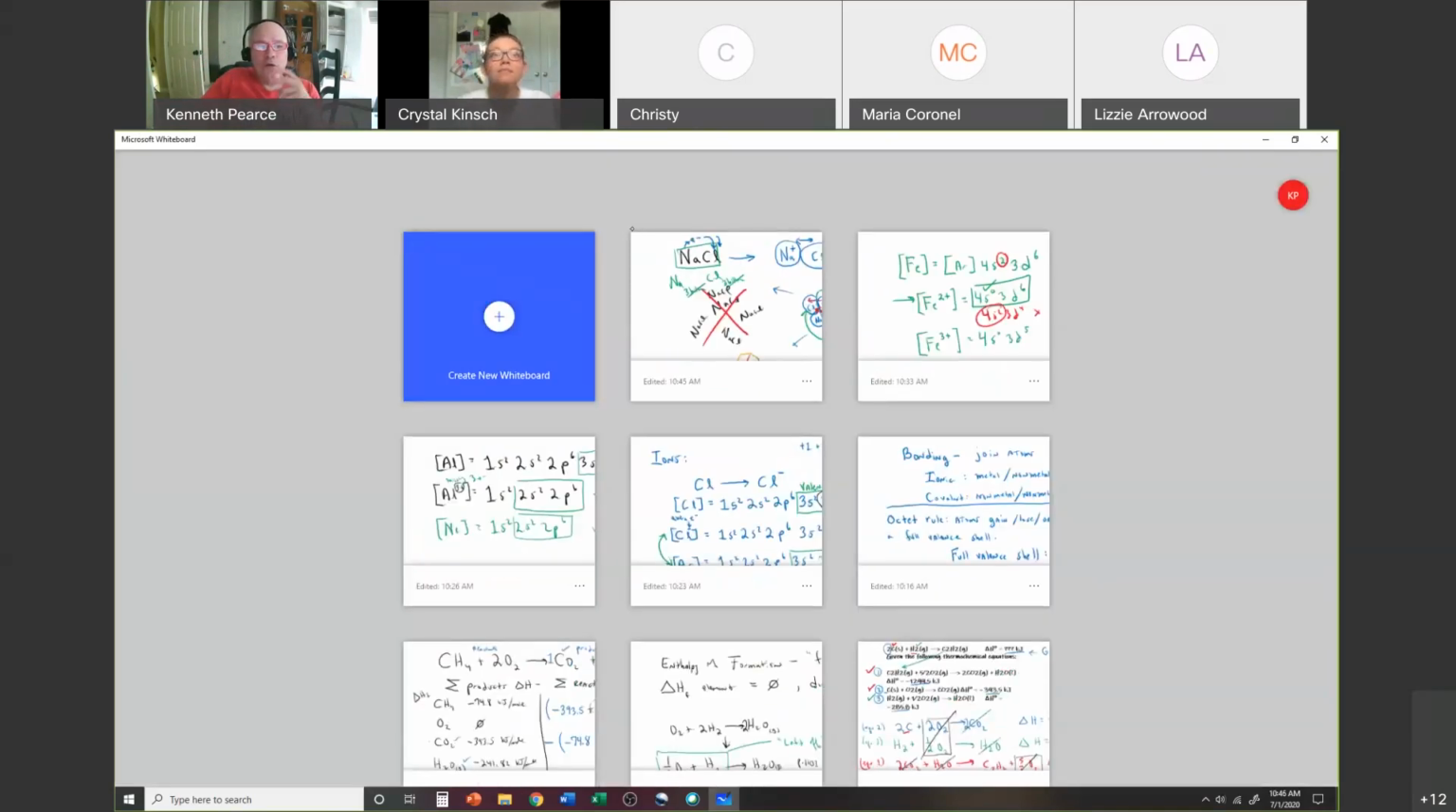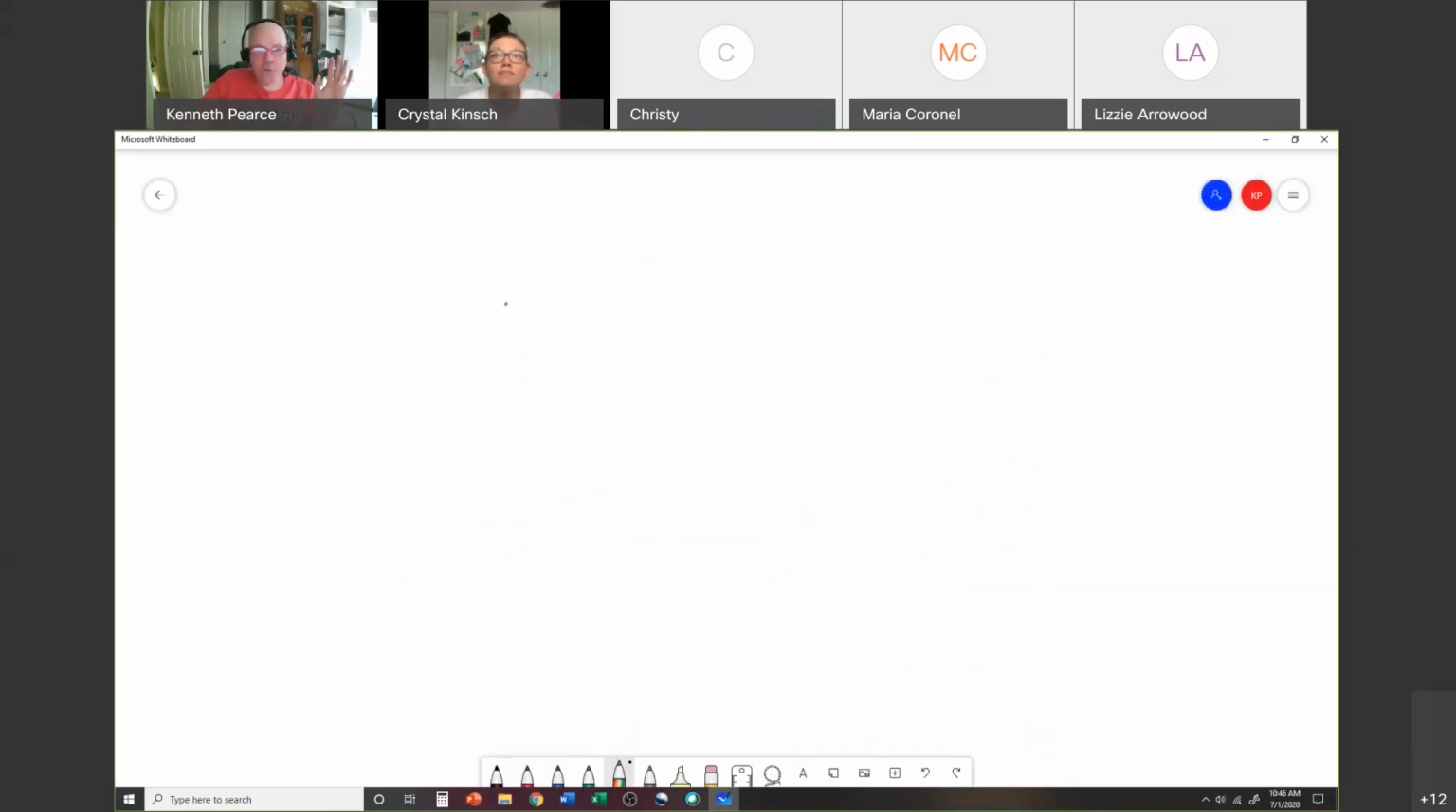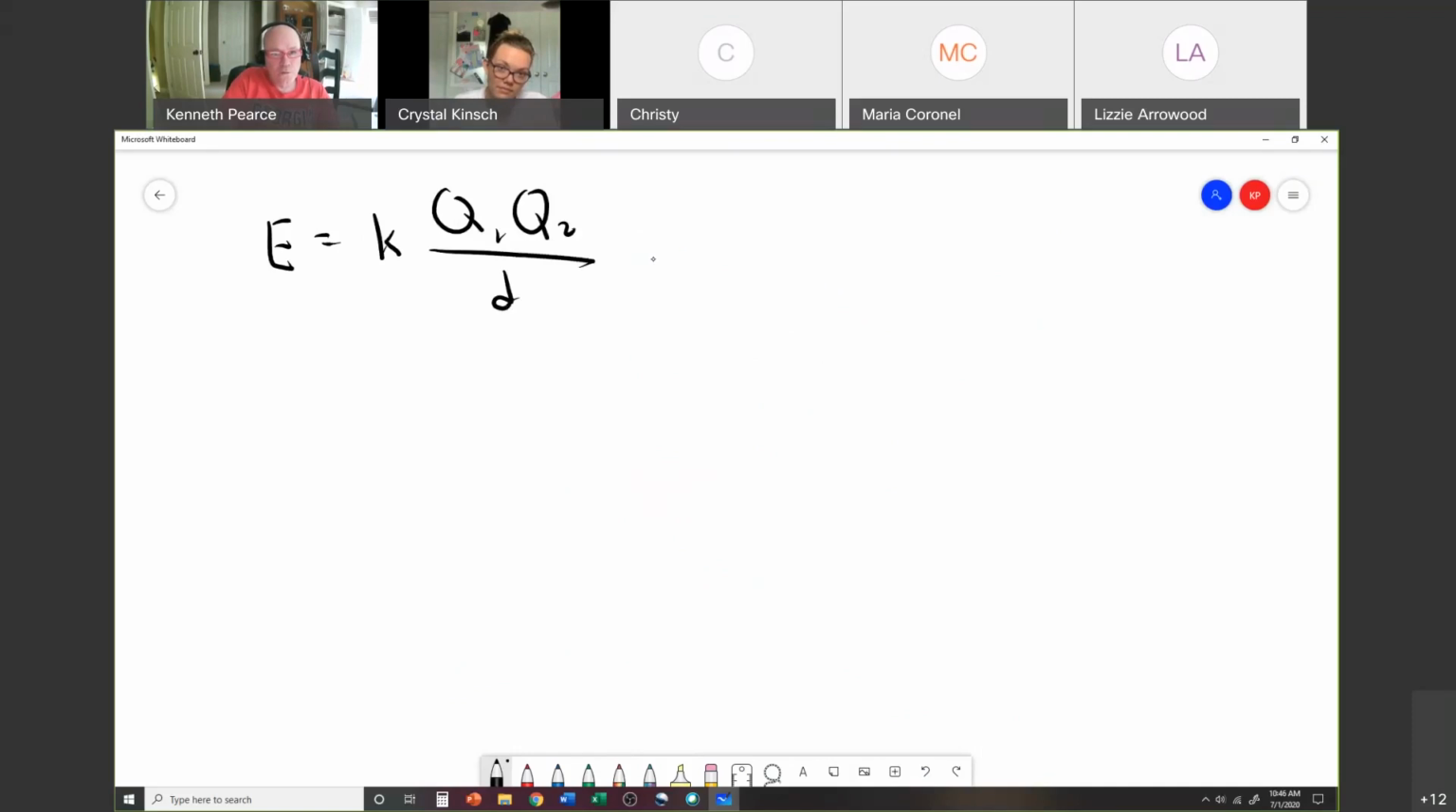Now I've explained where all this is coming from. So let me write this down again. We say E equals the Coulombic constant, charge 1, charge 2, over the distance. Let's just accept this for a second. This is a fraction, is it not? Yeah, it's got a top part, it's got a bottom part.